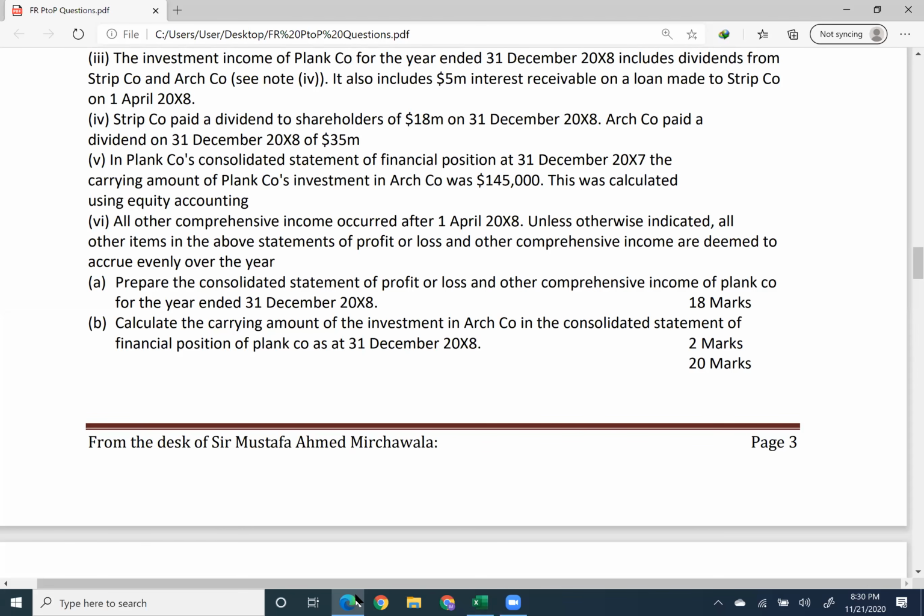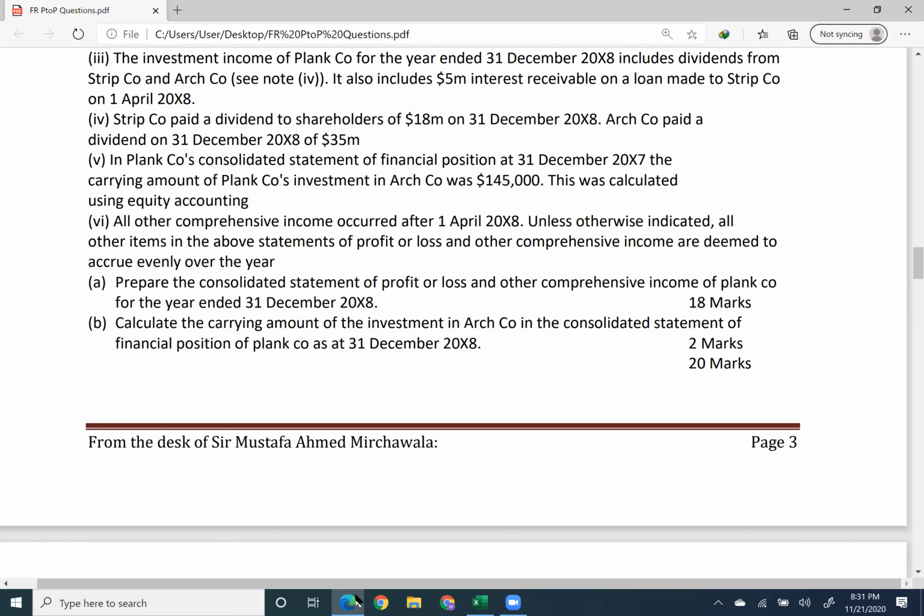Now wait, I can't shift my screen to the iPad now because it will consume my time. But today I taught you guys how to calculate the carrying value of investment. I showed you the total page. Hope you remember how to calculate the carrying value of investment in associate. After the class, I'll send you the picture of that page. That's my duty.